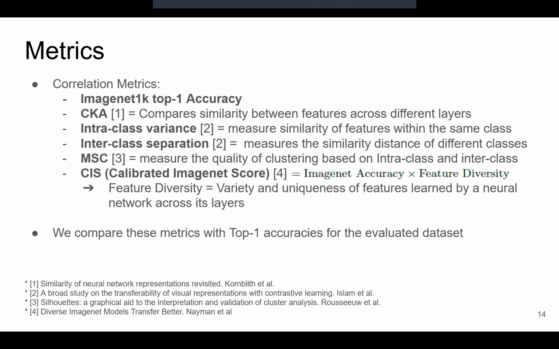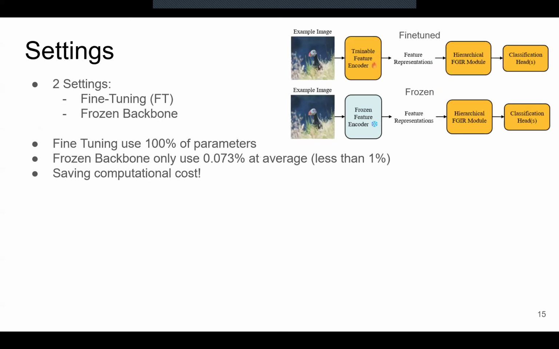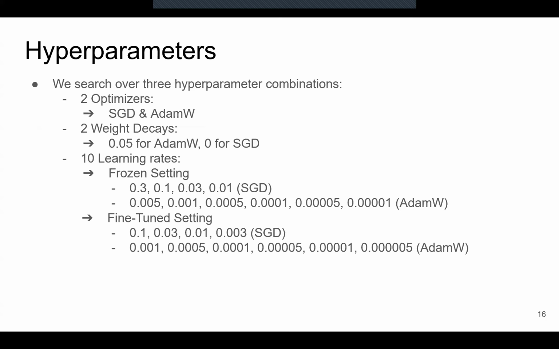These are the metrics we use. We evaluate them with top 1 accuracy, with the objective of predicting transfer top 1 accuracy to reduce future cost. We use two different settings, fine-tuning and frozen backbone. Fine-tuning uses all trainable parameters, while frozen uses less than 1% of the trainable parameters. We search over three hyperparameter combinations: two optimizers, two weight decays, and 10 different learning rates.